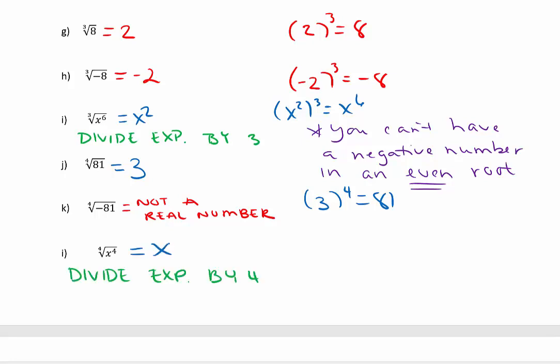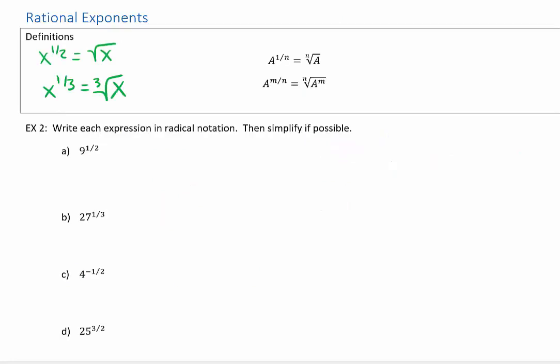And finally, if we want to take the fourth root of something with an exponent, we can divide that exponent by 4. So fourth root of x to the 4th would be x to the 1. Now it turns out every single root can also be written as an exponent. X to the 1/2 is the same thing as the square root of x, and x to the 1/3 is the same thing as the cube root of x. That pattern continues. If you have an x to the 1/4, it's a fourth root. X to the 1/5, it's a fifth root.